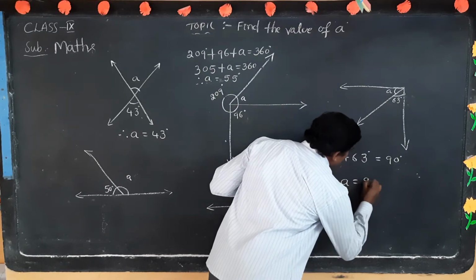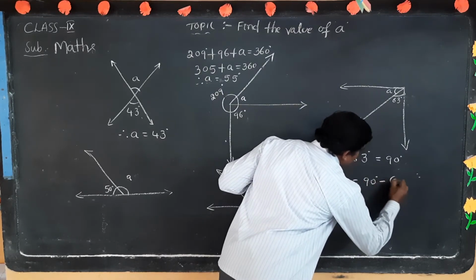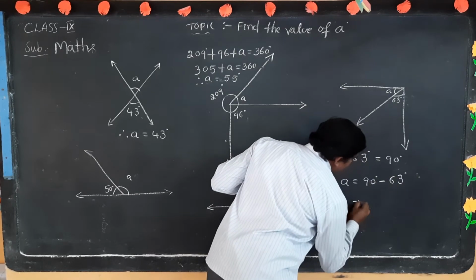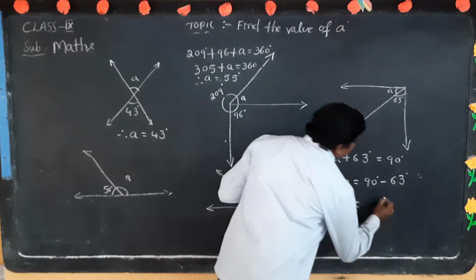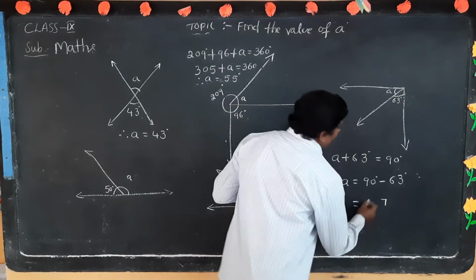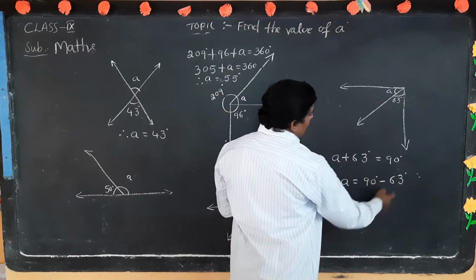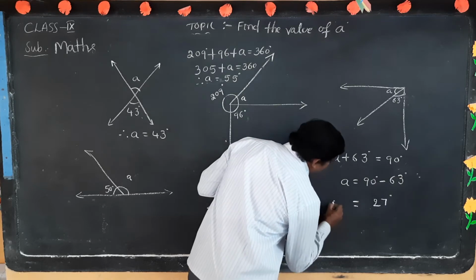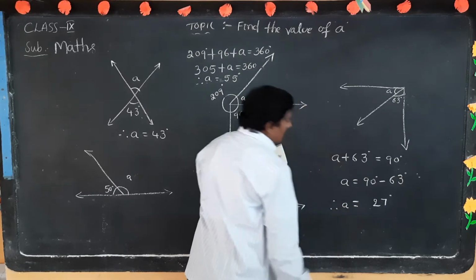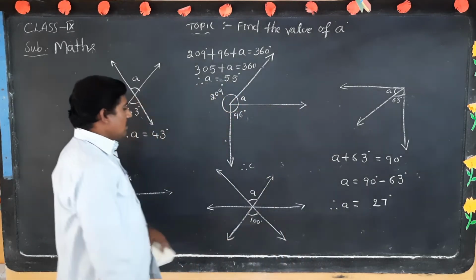A is equal to 90 degrees minus 63 degrees. Doing the subtraction, we get 27. If you want to check, add these two and we get 90. Therefore A is equal to 27.